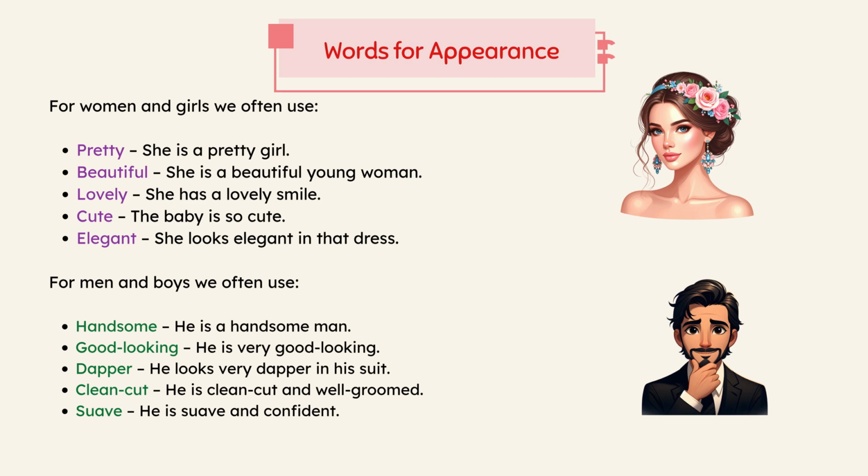For men and boys, handsome, he is a handsome man. Good-looking, he is very good-looking. Dapper, he looks very dapper in his suit. Clean-cut, he is clean-cut and well-groomed. Suave, he is suave and confident. These words help us talk about someone's appearance in a positive and detailed way.